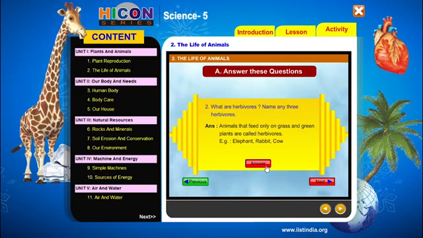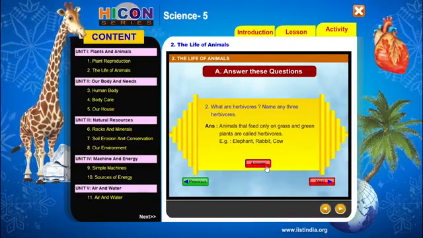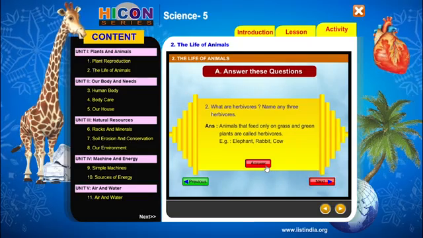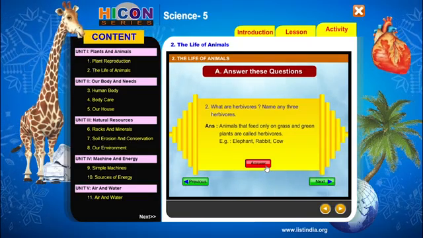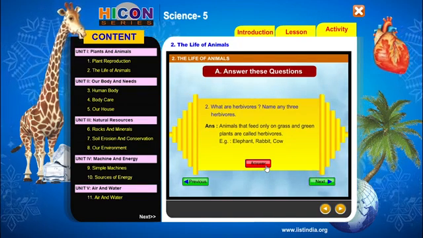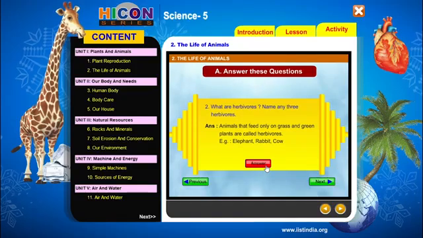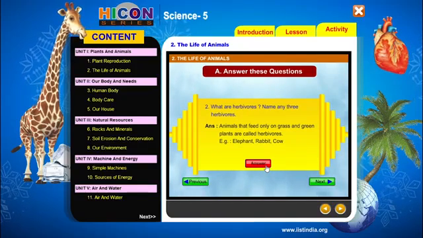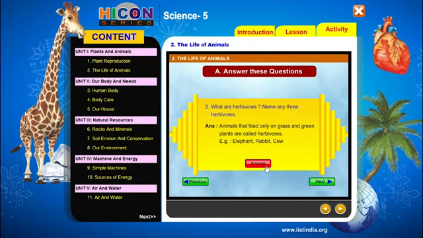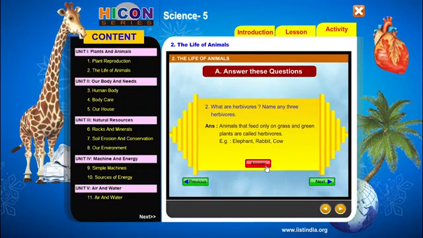Not only these examples, there are some more examples for herbivores that we have already discussed in the chapter. For example, zebra, giraffe, horse, deer, rabbit, sheep, goat, etc. So children, these are all examples of herbivores: elephant, rabbit, cow, buffalo, sheep, goat, deer, horse, giraffe, zebra. So this is about herbivores, and now let us go to the next question, the third question.